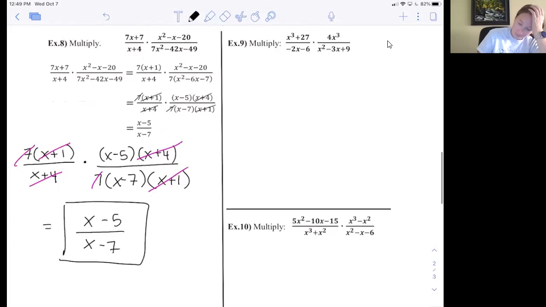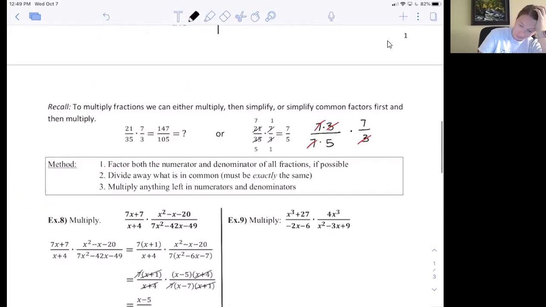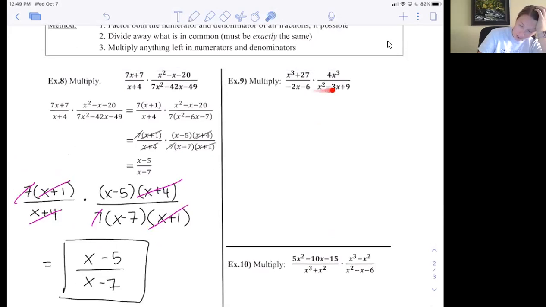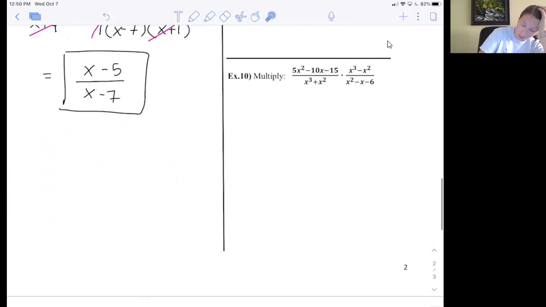Okay, so let's do this one over here, example 9. So that top one, oh man, that is cubes, which I have forgotten. So I'm going to let you do it. But it's the same basic idea. You're just going to factor it out. And then here, let's do this one. This one will be doable for me to do in my head.